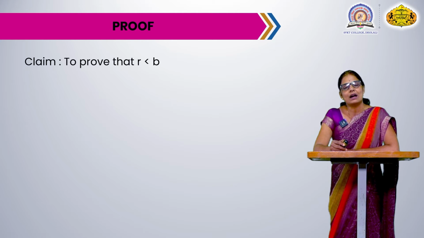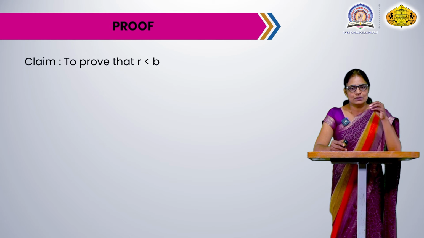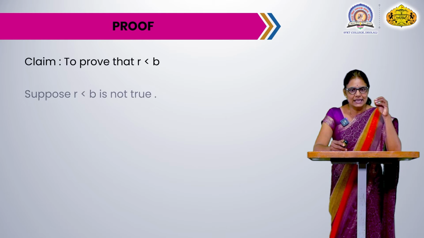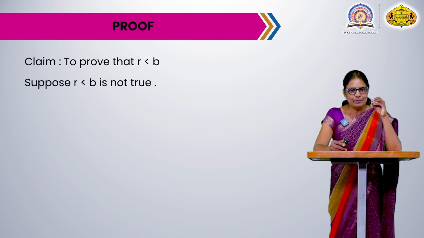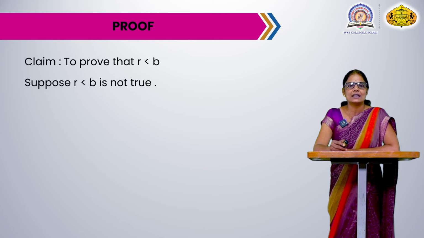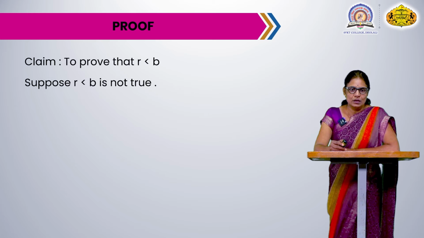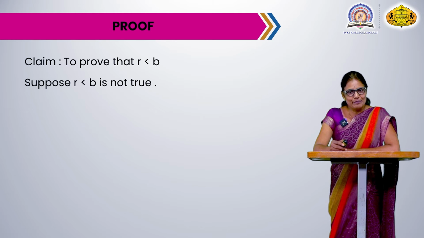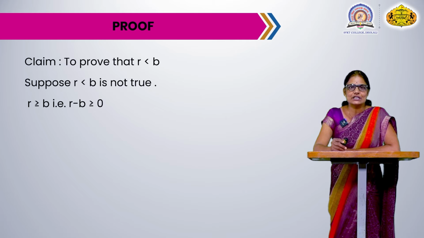Now we prove this part by using the method of contradiction. For this method, suppose our assumption that R less than b is not true. So R is not less than b means R is greater than or equal to b. Subtract b from both sides, we get R minus b is greater than or equal to 0.